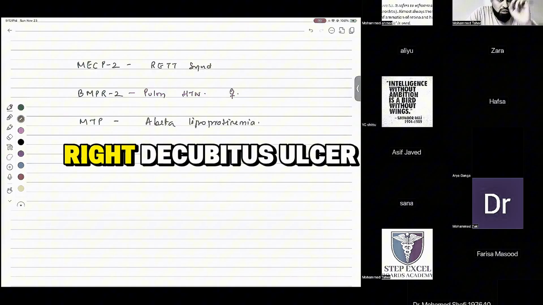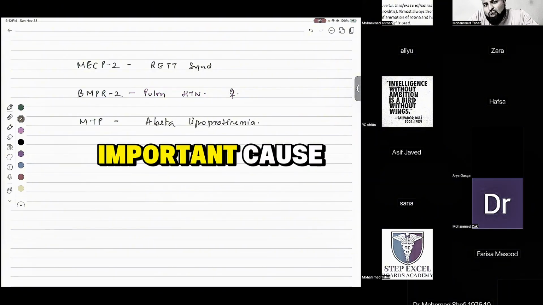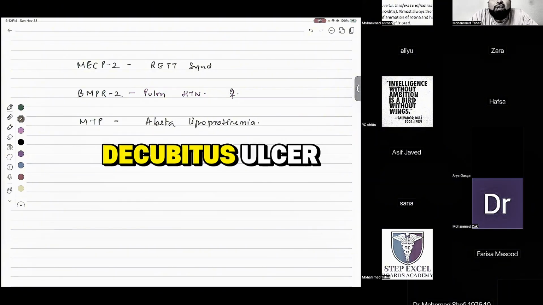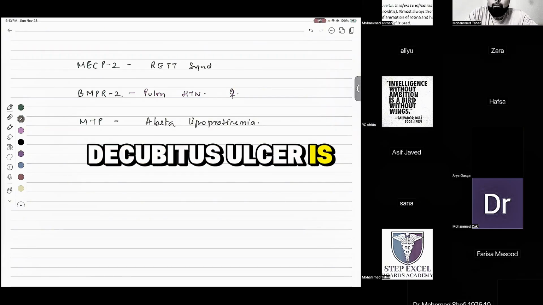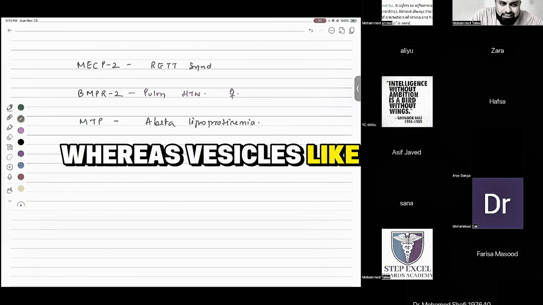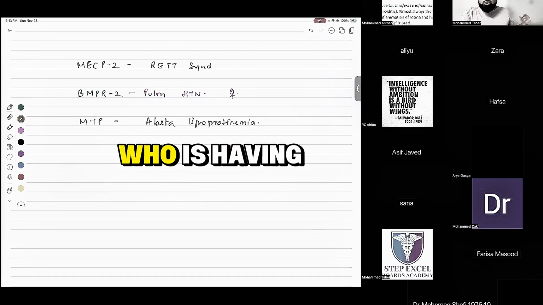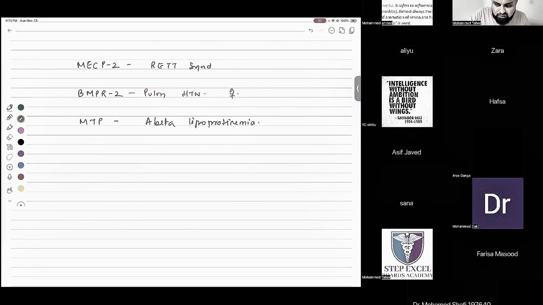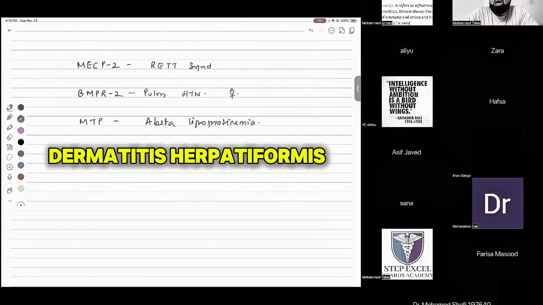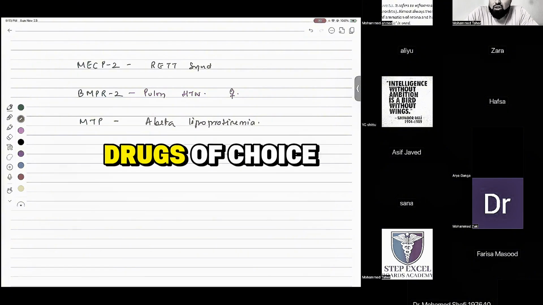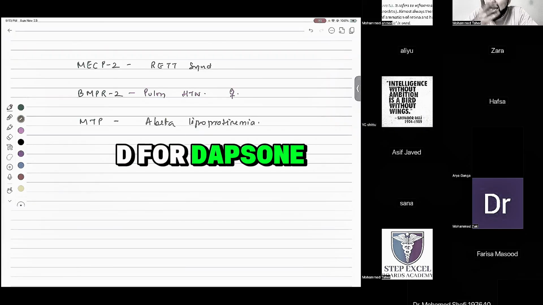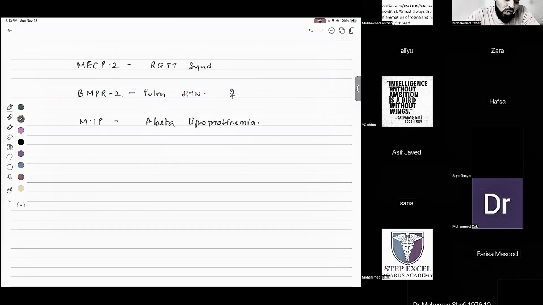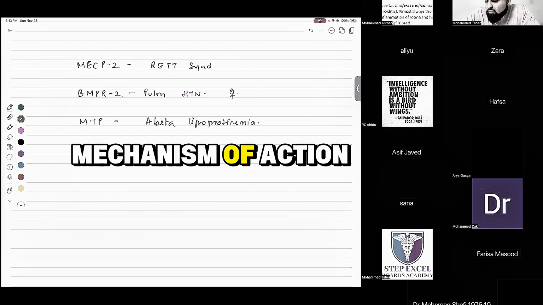This is important, right? Decubitus ulcer. What is the important cause? Pressure. Decubitus ulcer is a pressure injury, whereas vesicle-like lesions seen on the skin in a patient who has celiac disease are dermatitis herpetiformis. Drug of choice: D for dermatitis herpetiformis, D for dapsone. And a gluten-free diet.